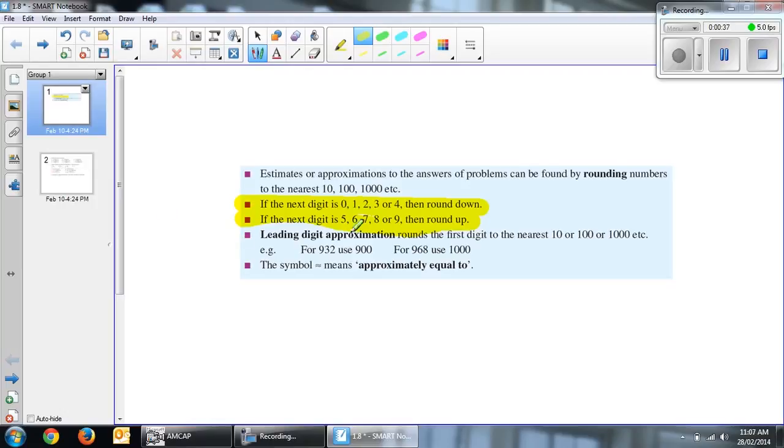Leading digit approximation though rounds the first digit to the nearest 10, 100 or 1000. So for example, 932 would become 900. You round to this unit here, and because 32 is less than 50, we went down to 900. In this case, 68 is above 50, so we went up to 1000. So you round to that first digit's value.